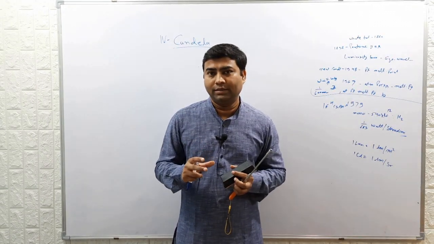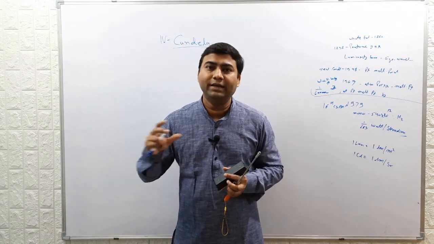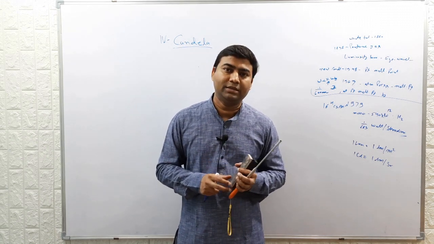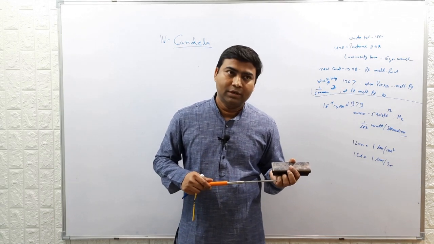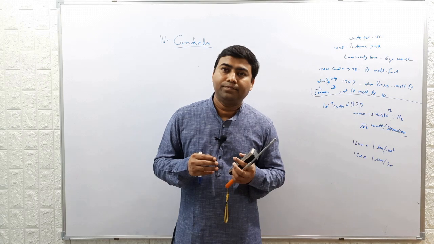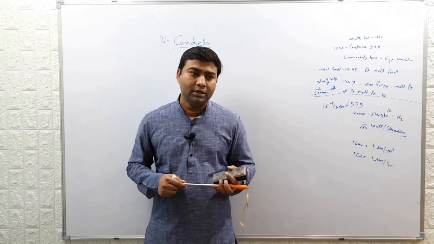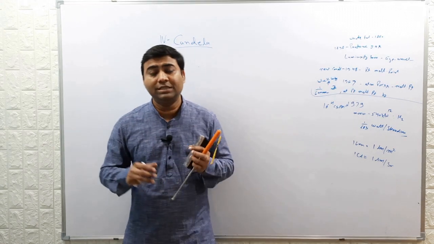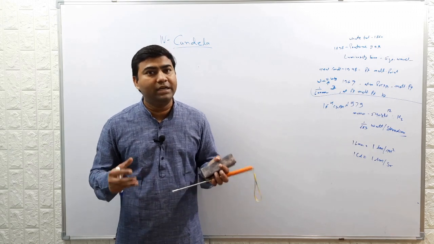In 1948, one candela was officially defined by CIPM, the International Committee for Weights and Measures, which works under CGPM, the General Conference for Weights and Measures. The new definition of candela was given based on platinum metal, or we can say black body radiation. A black body is considered a perfect absorber or perfect emitter, which is an ideal body. We all know black body is an ideal body and no practical surface can behave like a black body.